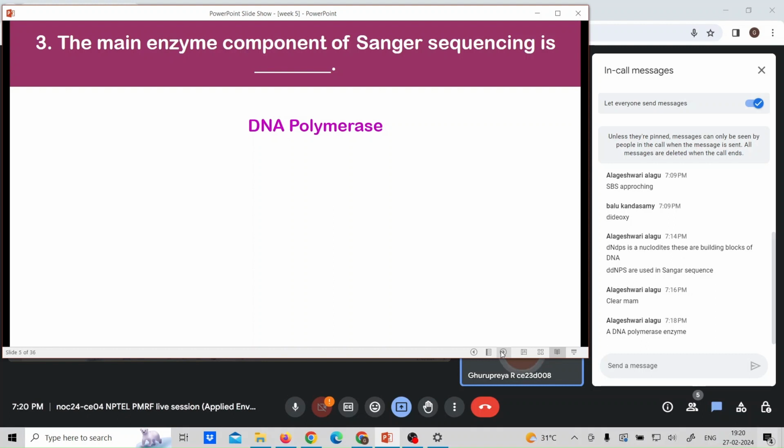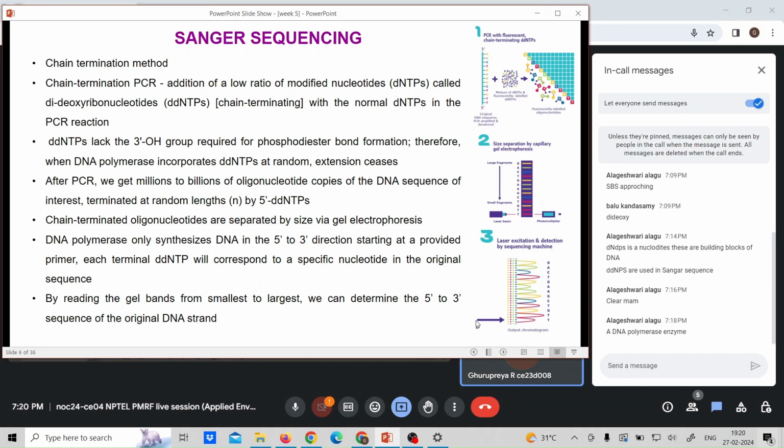Okay. Any idea about Sanger sequencing? Okay, let me explain about Sanger sequencing then. So yeah, as this picture here suggests, there are three steps in Sanger sequencing basically. Okay, so the method involved, as we saw, is the chain termination method, and here we carry out the PCR as the first step.